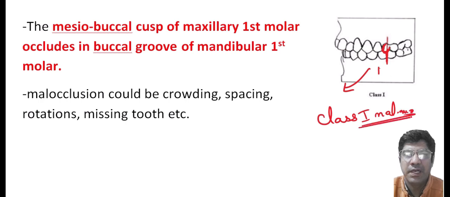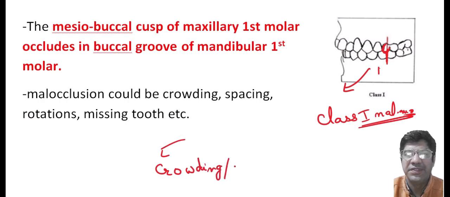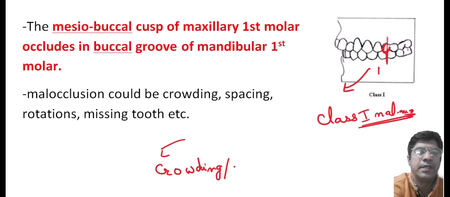Malocclusion in class 1 can be either crowding, spacing, rotation, missing teeth, etc. Bimaxillary protrusion is an example where there is a normal class 1 molar relation, but both upper and lower dentition are protruded in relation to the facial plane.